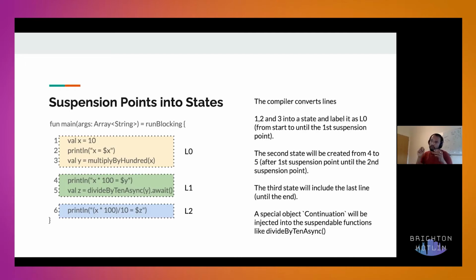And how do we keep these labels? There's a special object called continuation injected into these methods. For example, the multiplied-by-100 method takes only one parameter. But once it's compiled, if you look at the decompiled code, you see there's another parameter called continuation, which is the state tracking object.